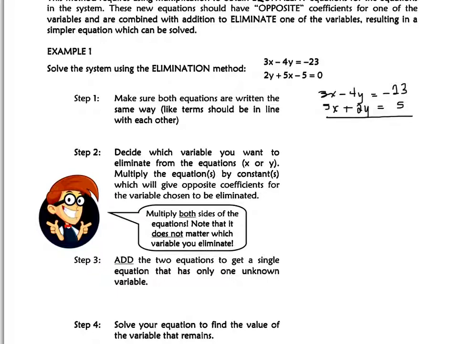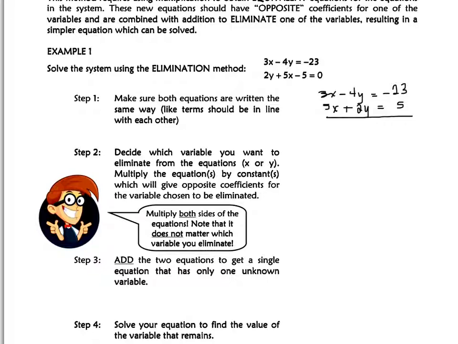The next step is to decide which variable you want to eliminate. You look at the coefficient in front of both variables, and what you want is opposites in front of those variables. So you want the opposite coefficient. If one is positive 4, you want the other one to be negative 4. If one is 6, you want the other one to be negative 6, that sort of thing. But you have to pick one of the variables to do that.